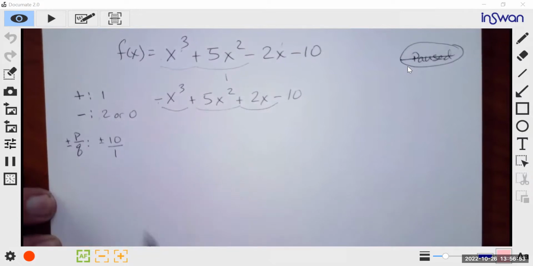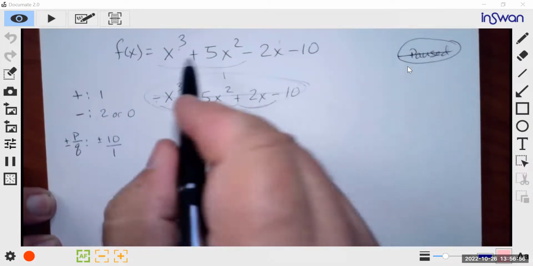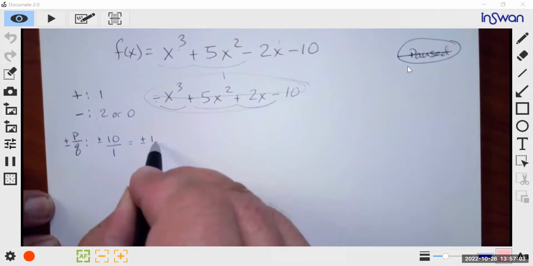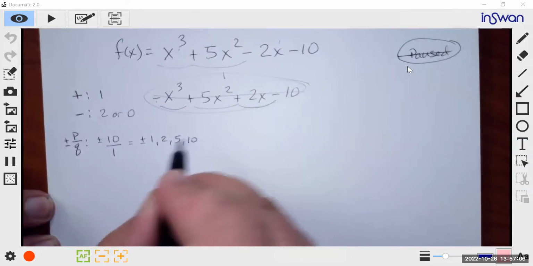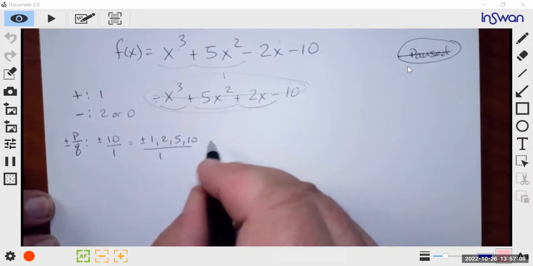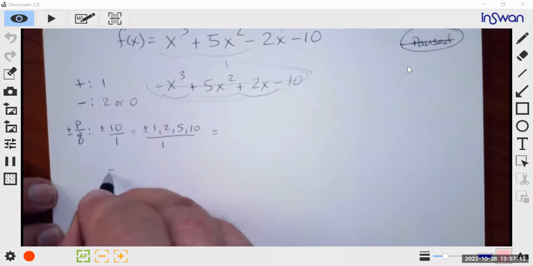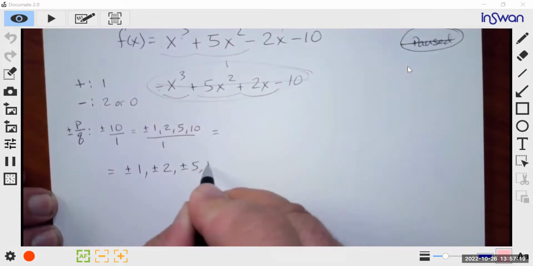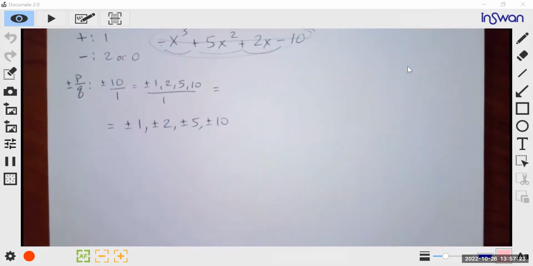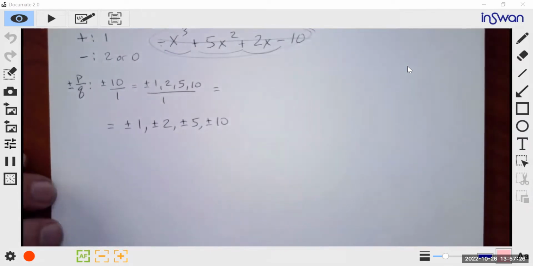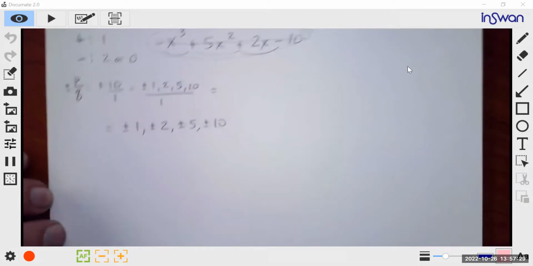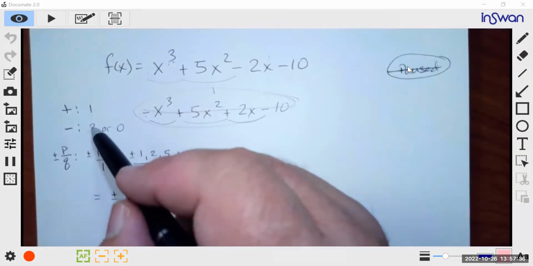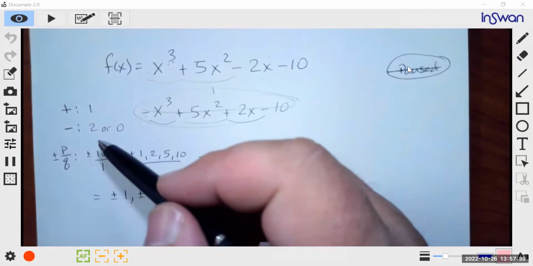Ten over 1. We're done with this one. So 10 over 1, which is 1, 2, 5, and 10. So my possible zeros are plus or minus 1, plus or minus 2, plus or minus 5, and plus or minus 10. That's it. That makes it easy for us. There's no fractions. How many answers are we supposed to have? We're supposed to have 3. So we'll have 1 positive, possibly 2 negatives. If not 2 negatives, then we'll have 2 either imaginary or radicals.